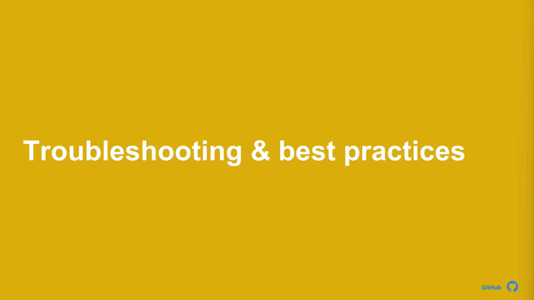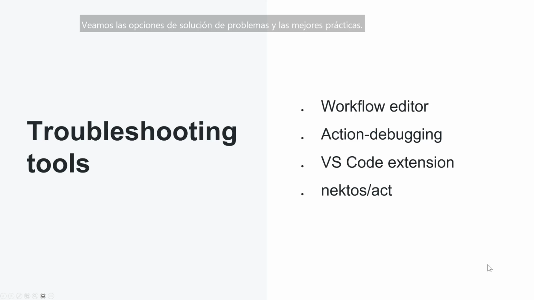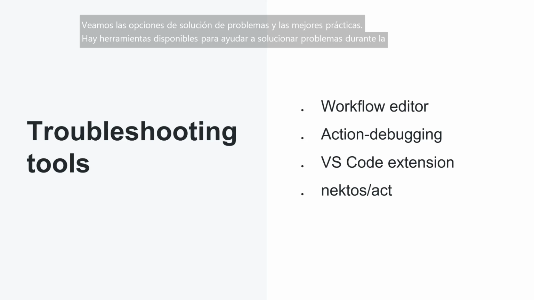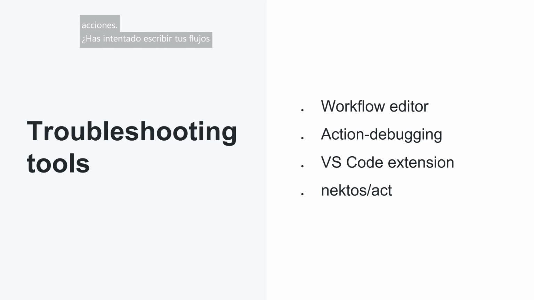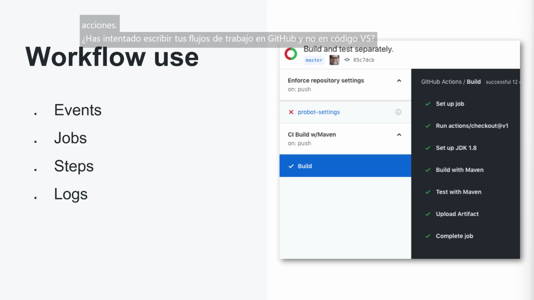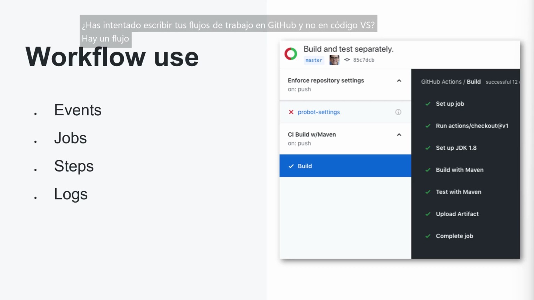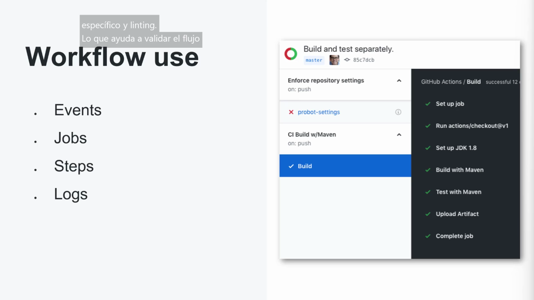Let us see the options of troubleshooting and best practices. There are tools available to help troubleshoot while configuring or writing actions. Have you tried writing your workflows on GitHub and not VS Code? There is a workflow editor that provides GitHub action-specific autocomplete and linting, which helps validate the workflow file YAML before you commit.